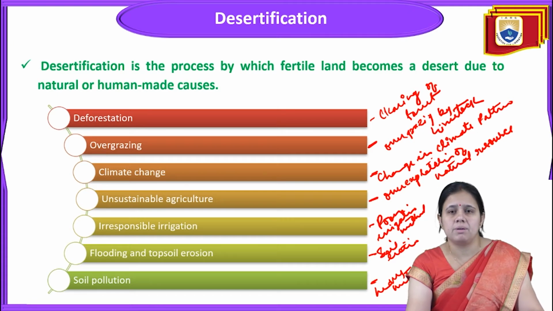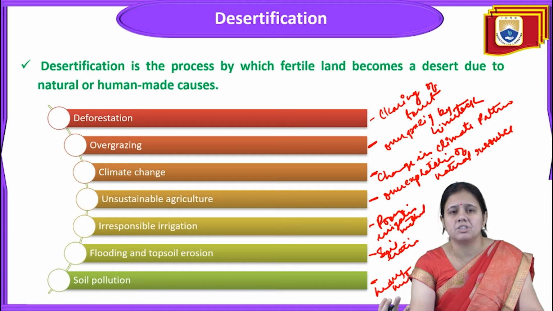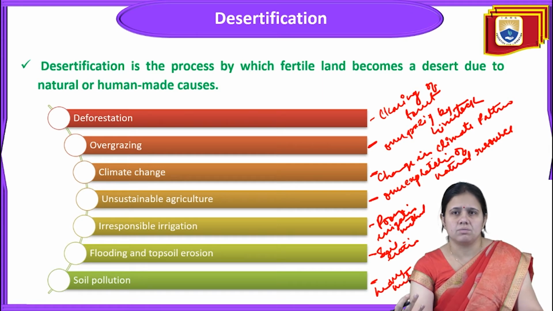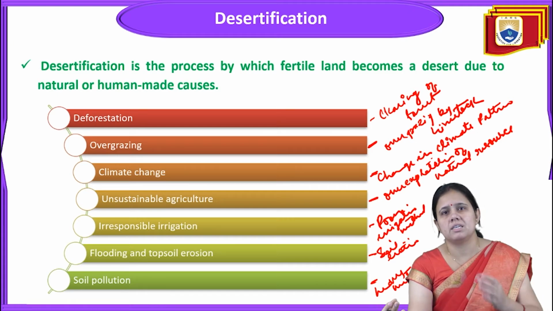We can say that it may be a natural reason, but nowadays, due to deforestation and climate change, flood is very common because of these bad weather conditions. A bad change in the seasonal variation of weather will cause flood and topsoil erosion also. Next is soil pollution. So these are the reasons related to desertification. It is a process by which fertile lands become desert land due to some natural or human induced causes.